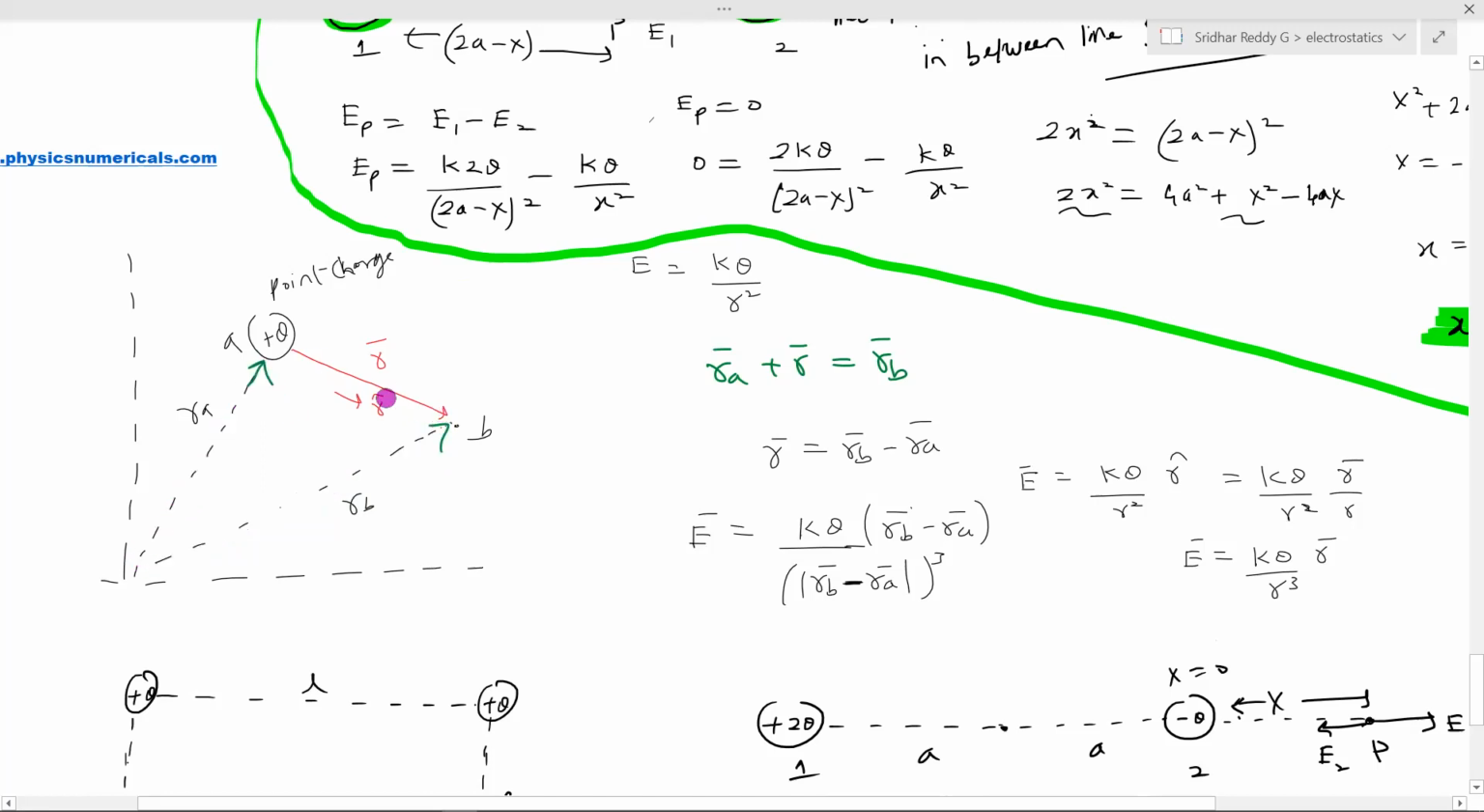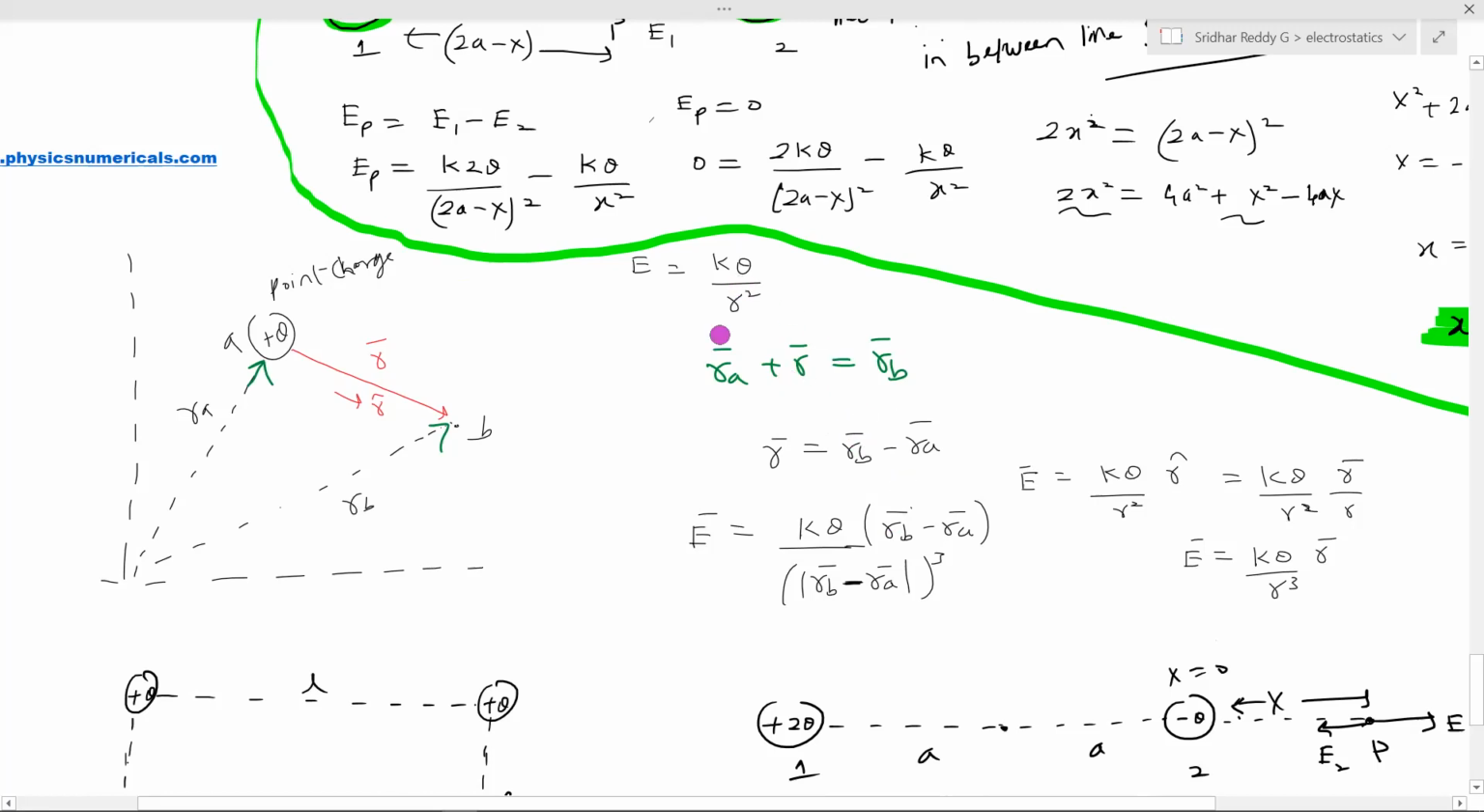This will be RB and this will be RA. So what is the condition? A point charge Q is kept at point A, and at point B the electric field strength due to that point charge has to be determined. What is the basic idea? Due to a point charge, the electric field strength equals KQ by R square. What is the direction of E bar? The direction of E bar will be along R cap, the unit vector directed along R bar. Here RA bar plus R bar should be equal to RB bar, so R bar is equal to RB bar minus RA bar.